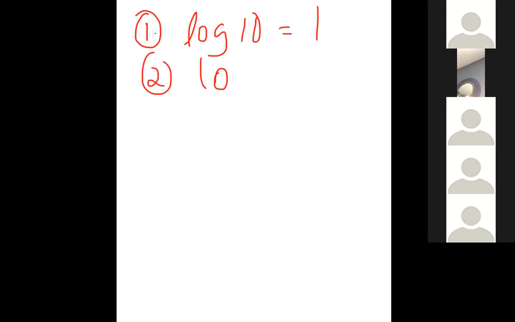All right, guys, so here are the rules of the common log. Number one, log 10. Take a guess at this one. Log 10 is? Talk to me, guys. 10 to the what power gives you 10? 1. Very good. Number two, log 1. 10 to the what power gives you 1? What's the answer? 0. Very good.